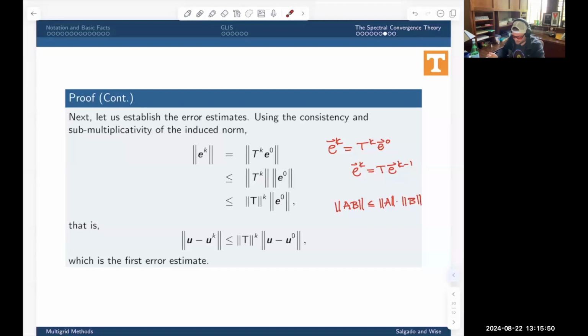And now you just replace the error vectors with how they're defined to get the error estimate exactly as it was stated on paper. So there's the error at level K, that's iteration level K, and this is the error at the initial time, or the initial step. And so that's the error estimate we wanted. If the norm of T is less than 1, then of course this number is going to go to 0. And that's what we call a linear convergence rate.